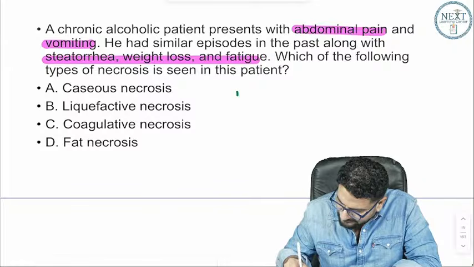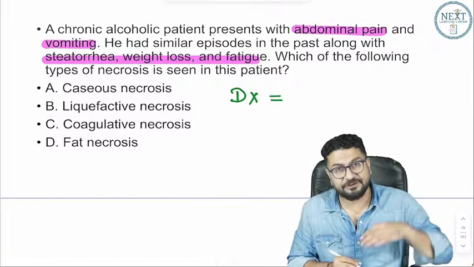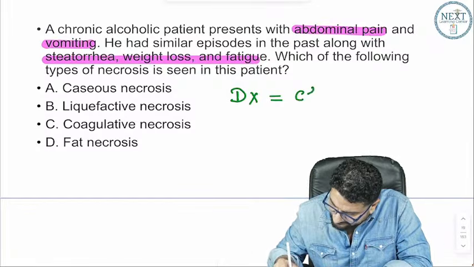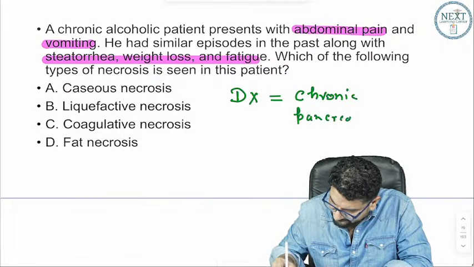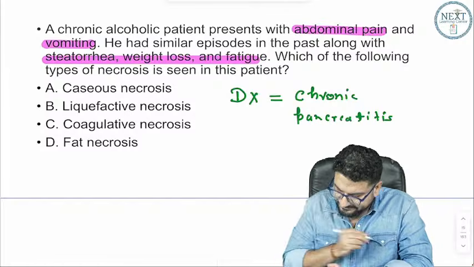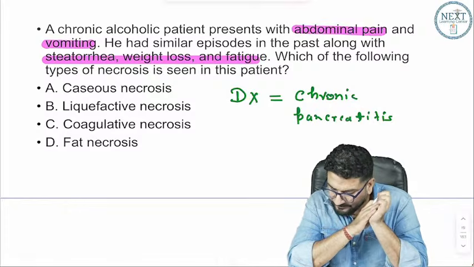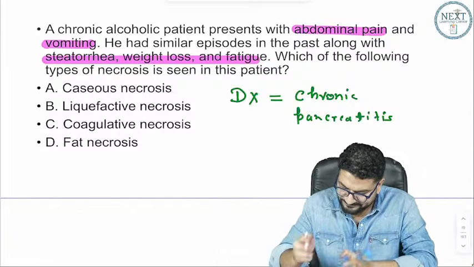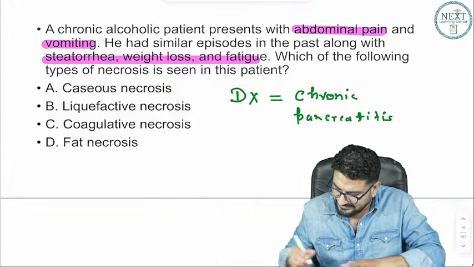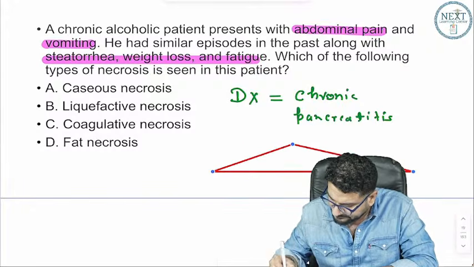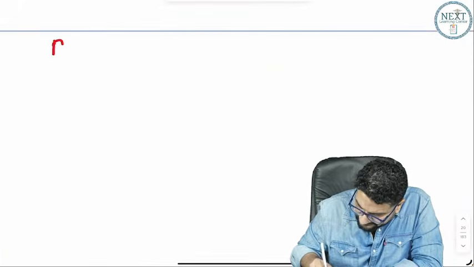Now see, it's a chronic alcoholic patient. Now he's having abdominal pain and vomiting. He had a similar episode. So it's a patient of chronic pancreatitis. Right? Steatorrhea, fatty stool is there, weight loss is there. Maybe this pancreatitis is converting into pancreatic cancer also. So now what is the type of necrosis? In pancreas, we see two types of necrosis. If it is acute pancreatitis, as I told you, you will notice, let's say, pancreas. So we have, suppose, acute pancreatitis.